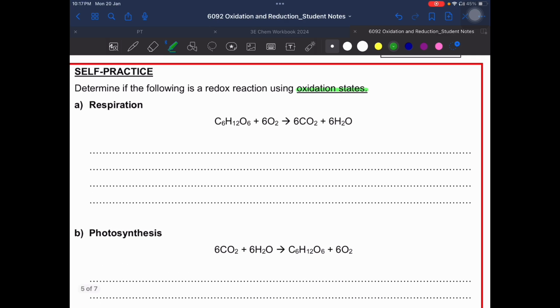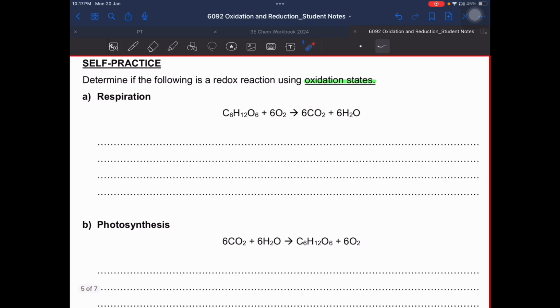Right, so first and foremost, we need to find out the oxidation state of the elements that you see inside here. So I'll be working through some examples with you, then I'll leave some for you to try on your own. But I just want to highlight 3 important things to take note of when you're writing your answer.